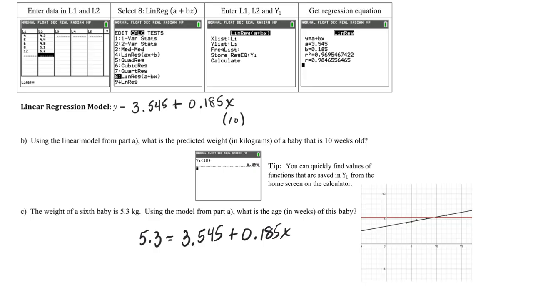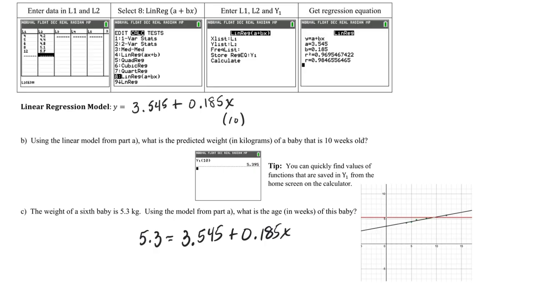But there's also another way to do this. If you did this in Desmos, you can see over here I have a picture of what it looks like in Desmos. What I did is I added a y equals 5.3 line to my regression model line, and you can see where they intersect.